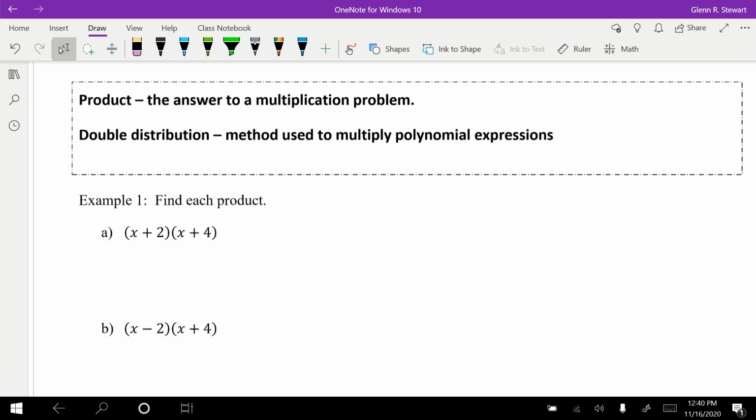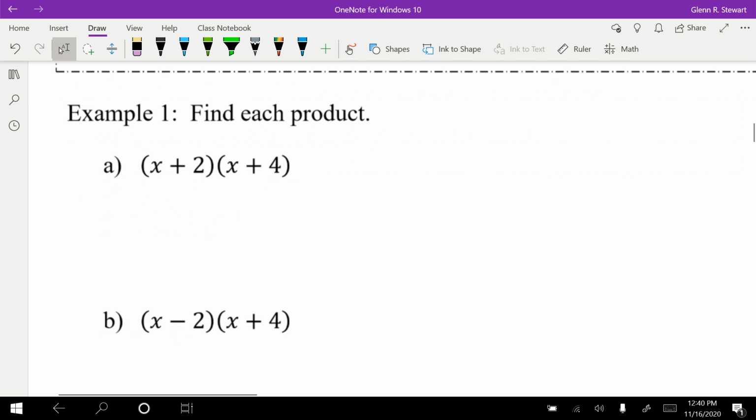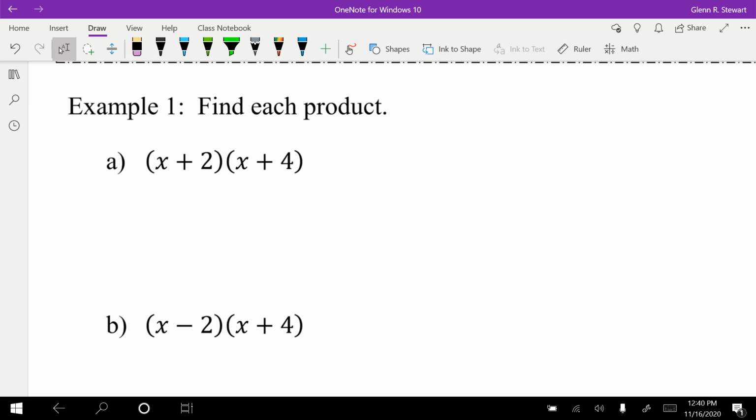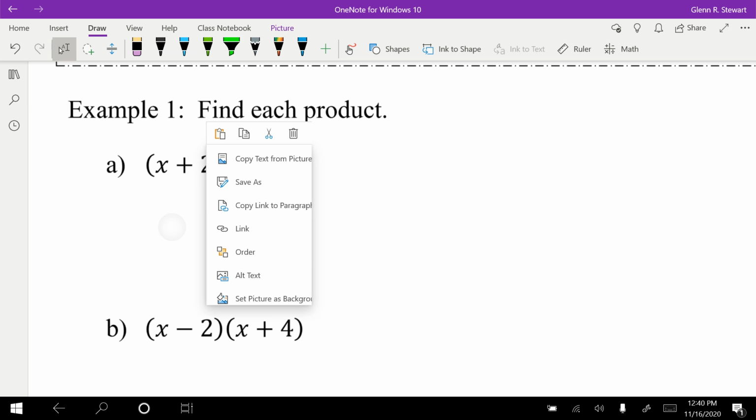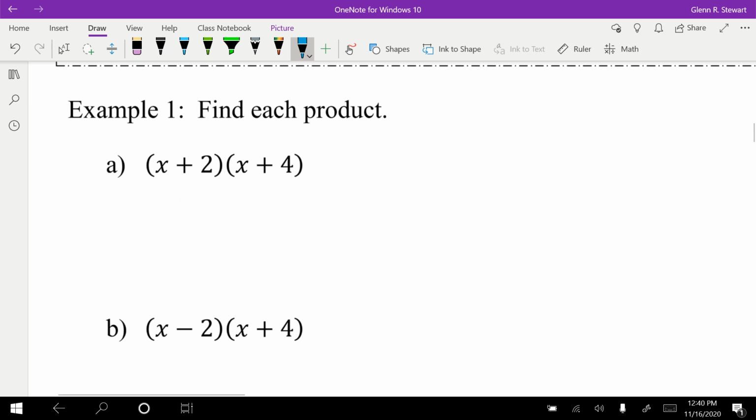Double distribution is a method used to multiply polynomial expressions. So what I'm going to ask you to do is take your finger on these, and this is how I do them usually. So I take my finger and I cover up, for instance, the x plus 2, I cover up the 2 with my finger, and then I distribute the x over to the x and the 4. So rules of exponents, that would end up giving me x times x plus 4 times x.